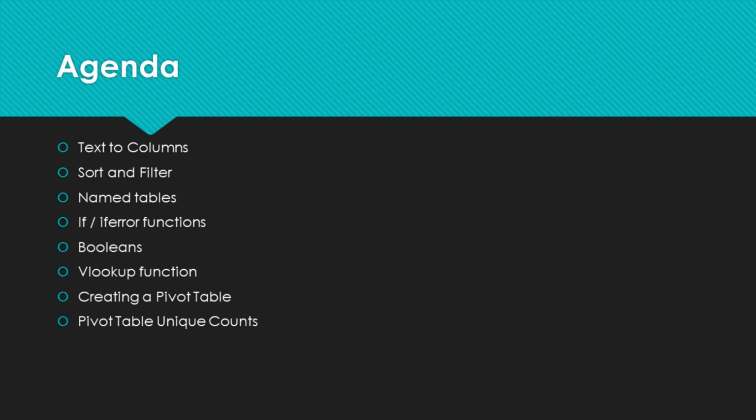Now here's what we're going to cover in Excel. We're going to start by showing the text to columns feature. Then we'll do a sort and filter. Then we'll work with named tables. Then I'll demonstrate the IF and IFERROR functions that are present in Excel. I will touch on some introduction to Booleans, and then I'll show you the VLOOKUP function, a very useful function in Excel. And finally, we'll wrap by creating a pivot table and then using the pivot table to drive a unique count. Let's go ahead and get started.